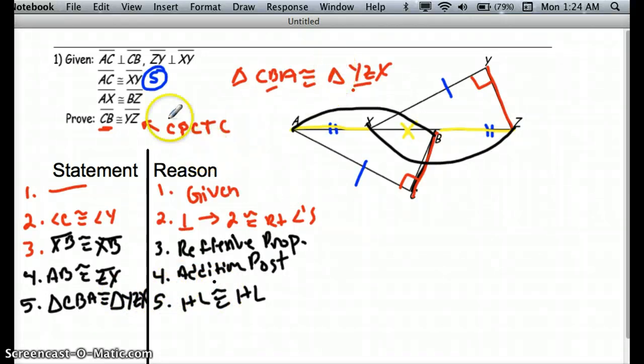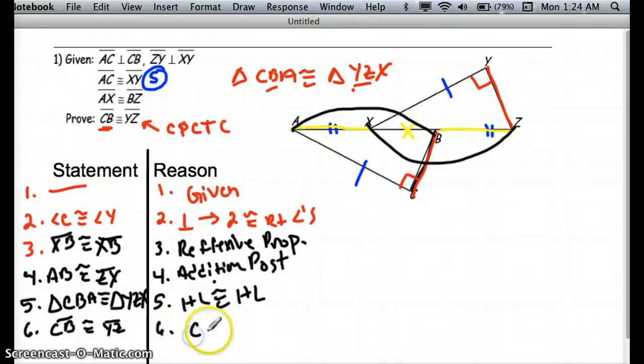It's not the end of the proof, though. We're actually trying to prove that CB is congruent to YZ. Okay, so the reason for that is because of that CPCTC thing. Okay, so that's number one. You're done. We've proven it.